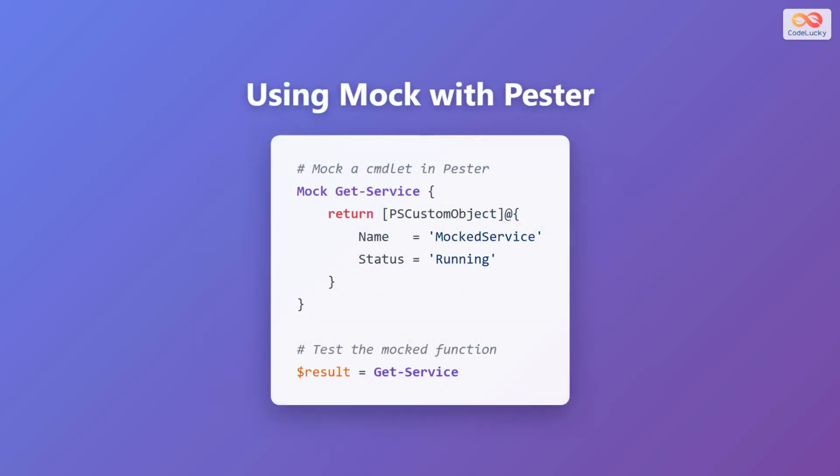Pester, PowerShell's testing framework, provides a built-in Mock command that makes mocking even easier. Here, we're mocking the Get-Service cmdlet. When any code calls Get-Service during our test, instead of querying actual Windows services, it will receive our mocked object with the name "MockService" and status "Running". This is incredibly useful when testing functions that depend on Get-Service, because you don't need actual services running on your test machine. The mock exists only within the scope of your test.